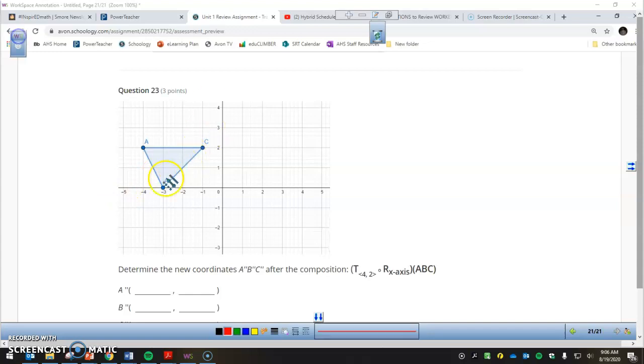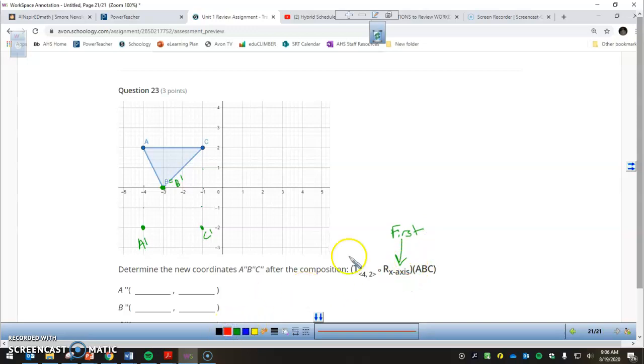X-axis is the horizontal line, the horizontal axis right here. So to reflect over that, we got to go down 1, 2, 1, 2. So this would be C prime. B is on the x-axis, so it's just going to stay there. So that's where B prime is at as well. A is 1, 2, 1, 2. So that's A prime. We got to do that first because we work from right to left.